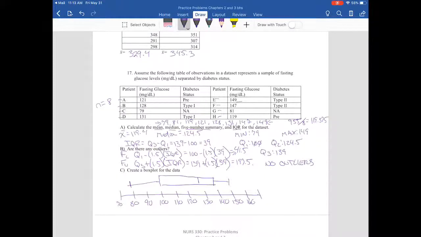And if there was ever an outlier, we would put a star or dot and mark it there, and then our whisker goes to the next lowest data point in the set. We wouldn't put where the fence is, we put where the next lowest data point is.